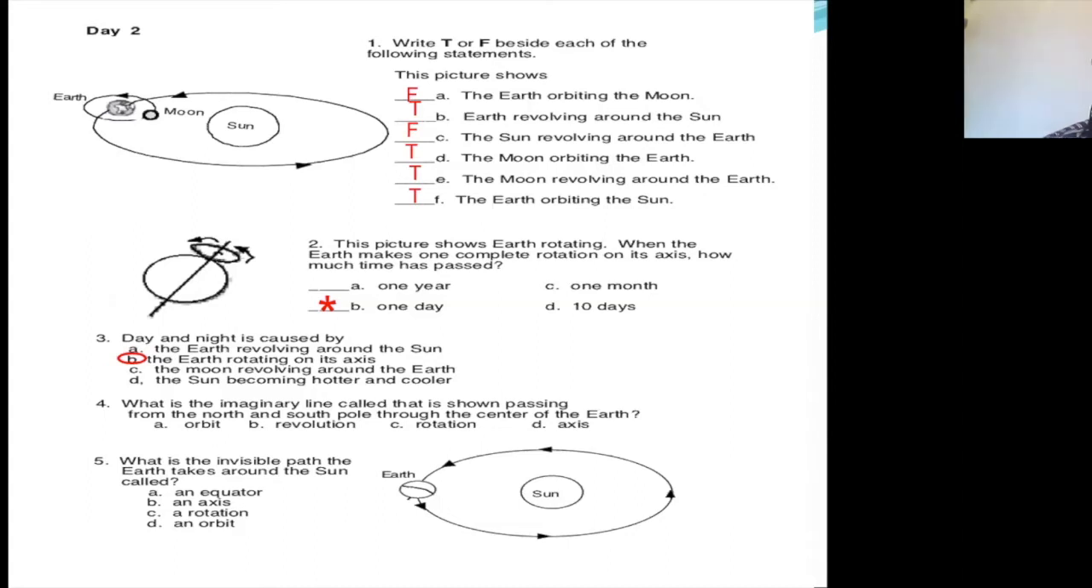Number 4. What is the imaginary line called that is shown passing from the North and South Pole through the center of the Earth? Remember, we did this at the beginning. Now, 2 of them are imaginary lines. Let's see the answer. D, axis is correct. And number 5, even though I put it up, I'll read the question. What is the invisible path the Earth takes around the sun? It is orbit.